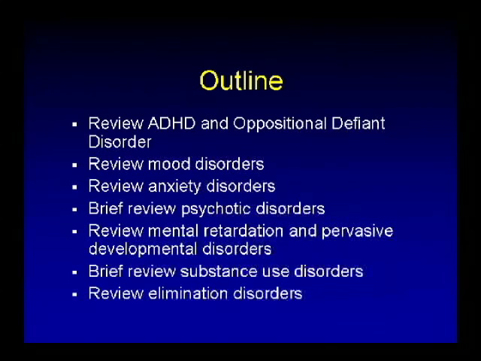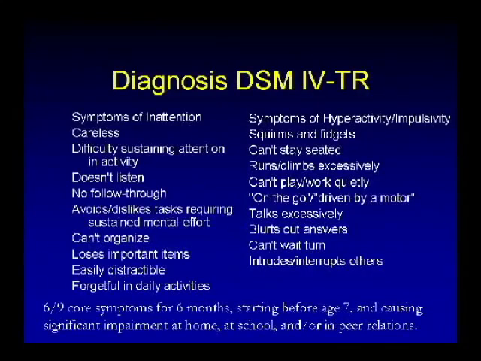So to begin, as you can see, these are huge amounts of subject areas, each with its own controversy, especially in child psychiatry. I'm going to touch on all these types of things to give you a sense of where the field is at currently. So we're going to review ADHD and oppositional defiant disorder, mood disorders, anxiety disorders, psychotic disorders, mental retardation and pervasive developmental disorders, a brief review of substance use disorders, and elimination disorders, which is enuresis and encopresis. This is the diagnosis, actually should say on the top, attention deficit hyperactivity disorder.